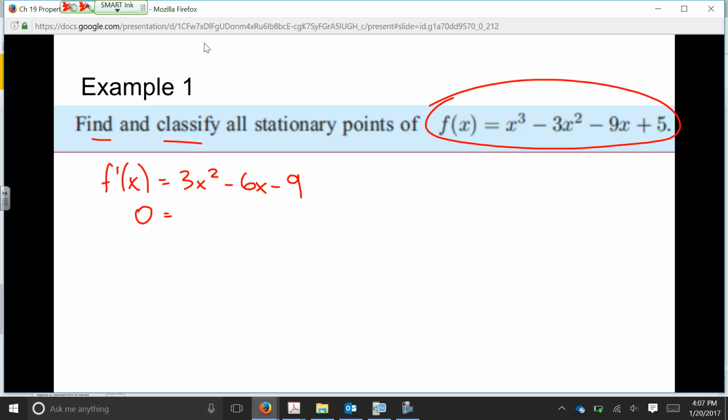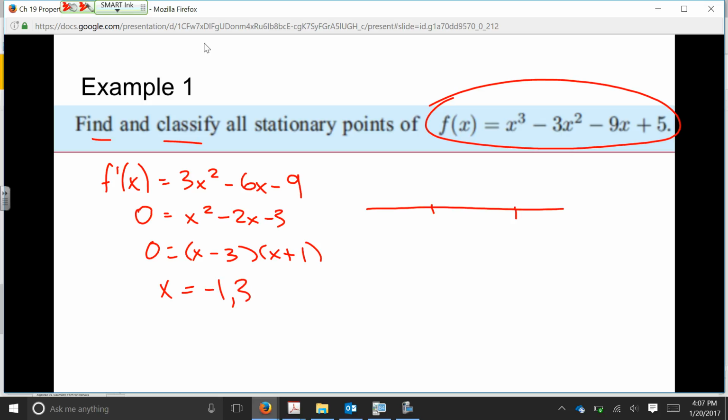So just pull out a 3, and now I have x squared minus 2x minus 3. That's factorable. I can get x minus 3 and x plus 1. So that means x equals negative 1 and positive 3, so I can make my sign diagram. And all I have to do is figure out what the signs are in it.